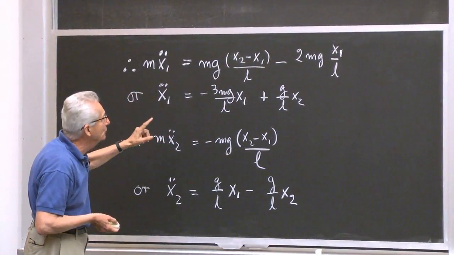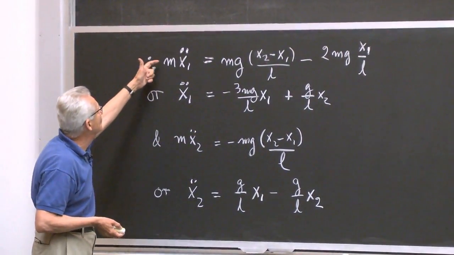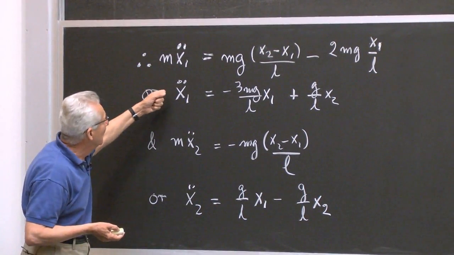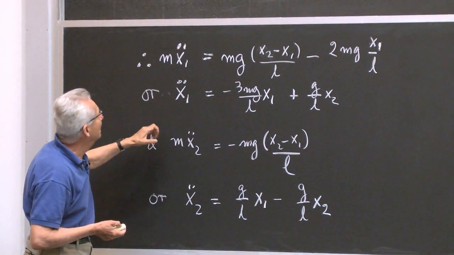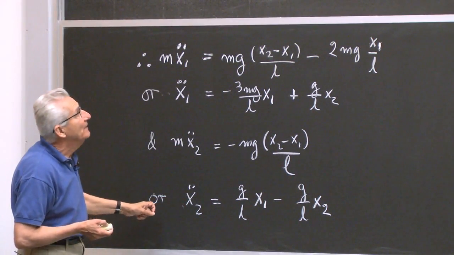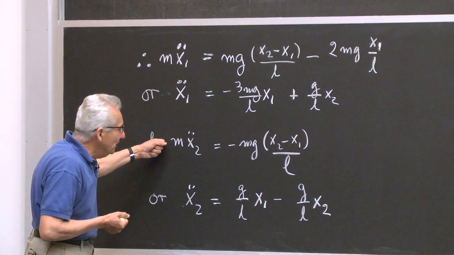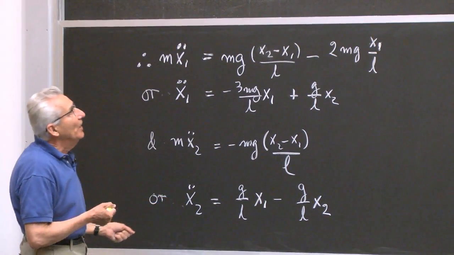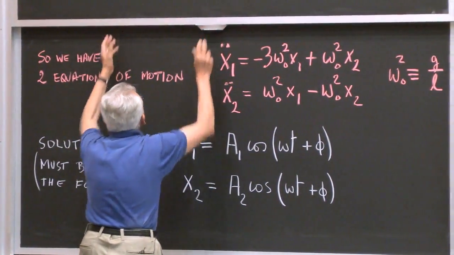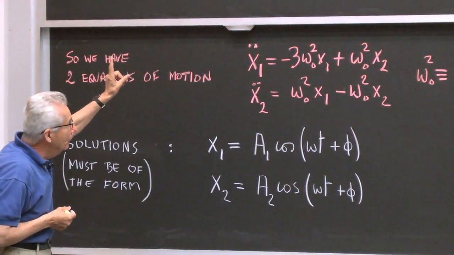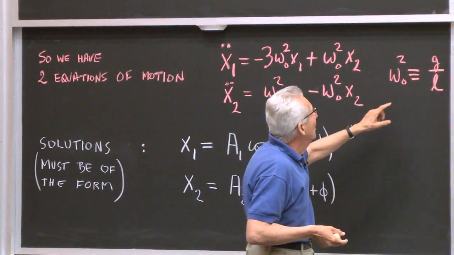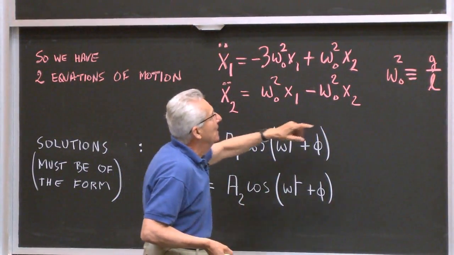We can replace those, and we end up with the two equations of motion written here. Here is the equation of motion for x1, and the second one, the equation of motion for x2, is written here. These are the equations of motion which we have to solve.